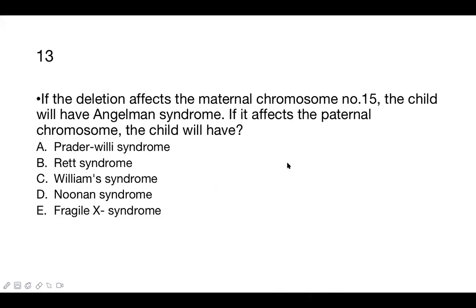This is a little bit difficult question. So I would like you to know a bit more knowledge here. If the deletion affects the maternal chromosome number 15, the child will have Angelman syndrome. And if it affects the paternal chromosome, the child will have Prader-Willi syndrome. All others are wrong options.